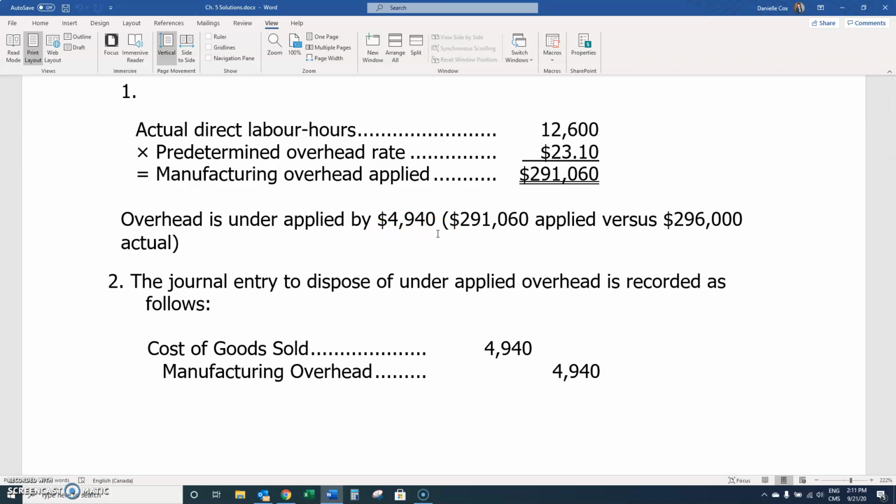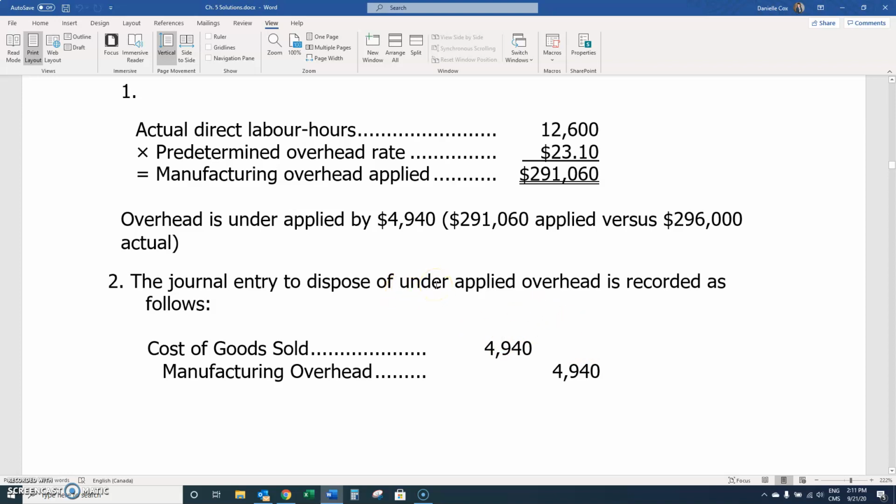So the journal entry we need to do to dispose of that underapplied overhead is, if it had occurred during the year, that extra amount would have been moved over to cost of goods sold. So now we're going to do it now and get that entry in there for the year. So the total amount of manufacturing overhead, because you'll be left with that balance at the end of the year, that amount is going to be moved into cost of goods sold. That's what we do if it's underapplied.